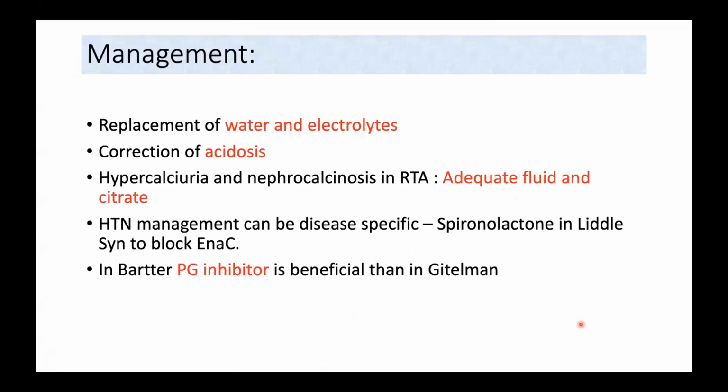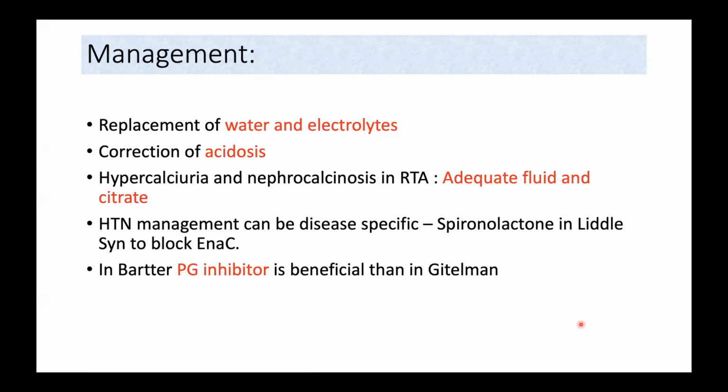Over past decades, the management of tubulopathy has not changed so much. The mainstay of management is replacement of water and electrolytes. If the patient presents with acidosis, then we need to correct the acidosis. And if the patient presents with hypercalciuria and chance of nephrocalcinosis, then we make sure the patient is taking adequate fluid, and we have to give supplementation of citrate.